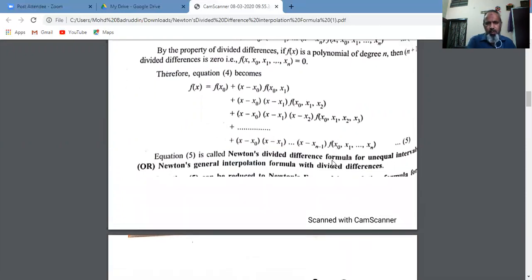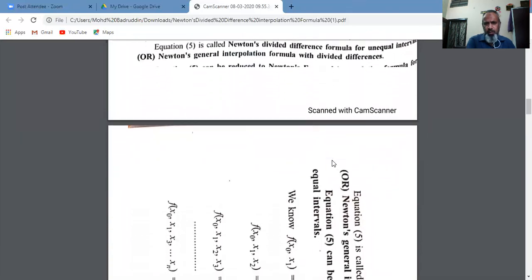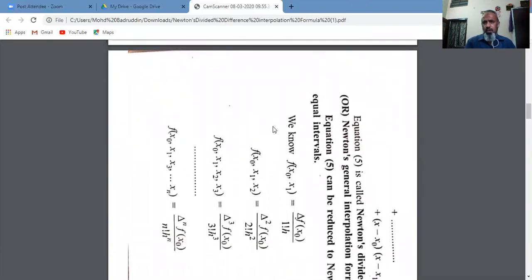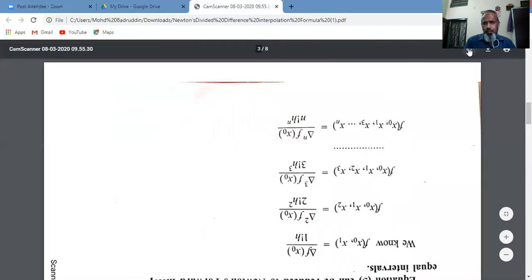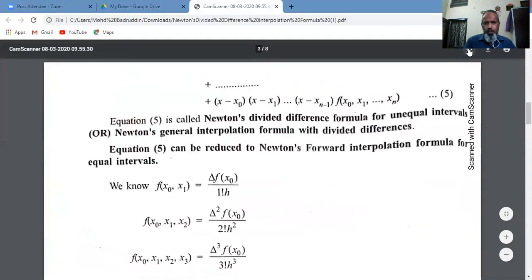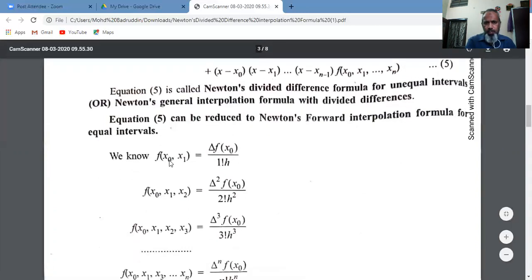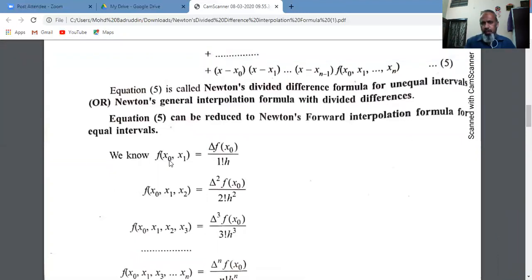So I think you have understood this method, how to derive the divided difference interpolation polynomial. Now see here, this is the formula. Now equation 5 is called Newton's divided difference formula for unequal intervals, or general interpolation formula with divided differences. Now this equation 5 can be reduced to Newton's forward interpolation formula for equal intervals.